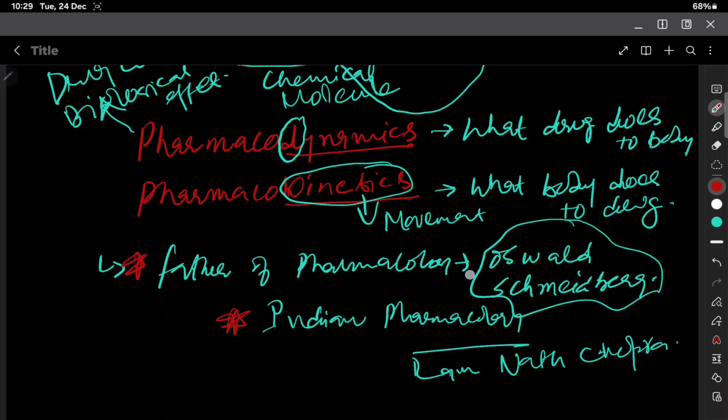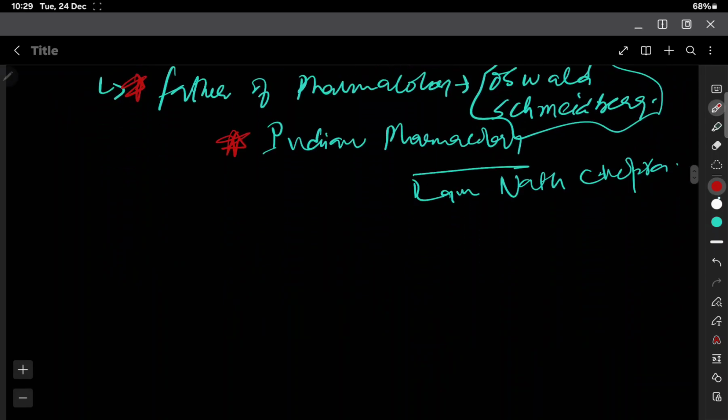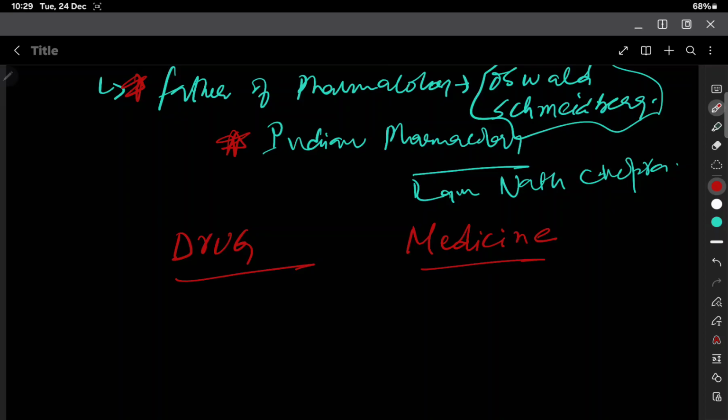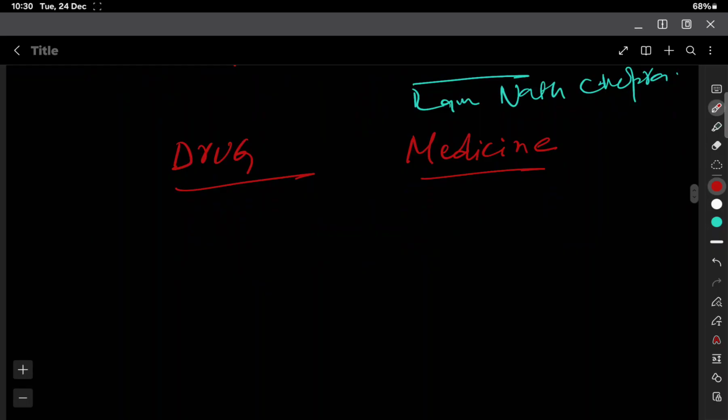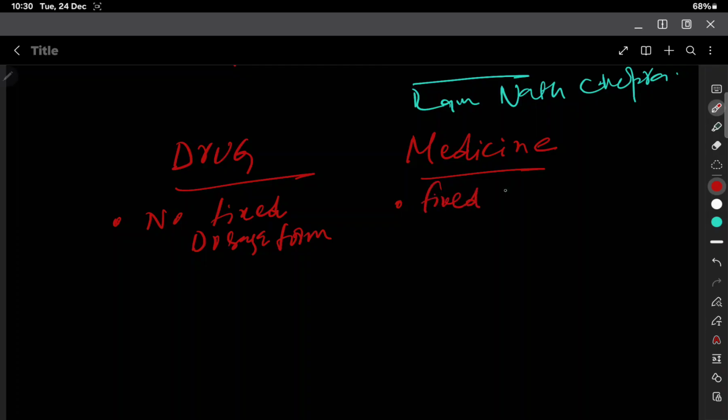Now I will go to the next point, which is the difference between the drug and the medicine. Mainly there are three major differences between the drug and the medicine. First is on the basis of dosage form. A drug has no fixed dosage form, while for the medicine there will be a fixed dosage form. That is the first difference between the drug and the medicine.